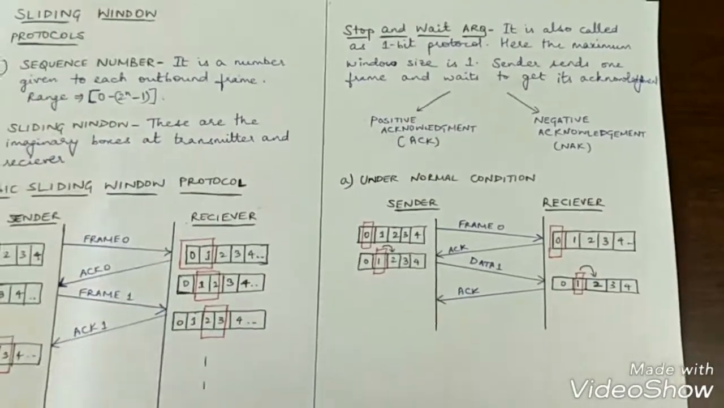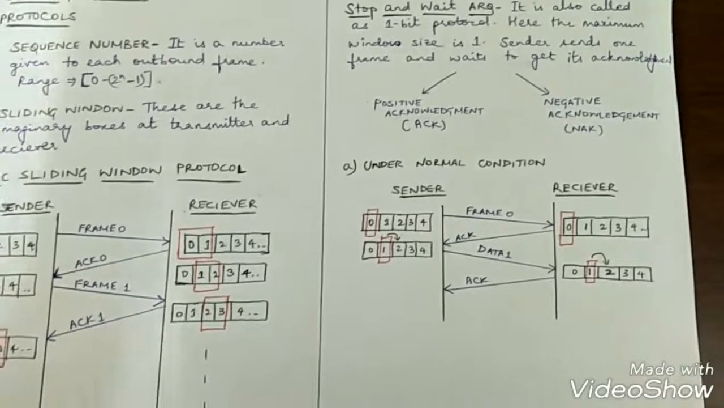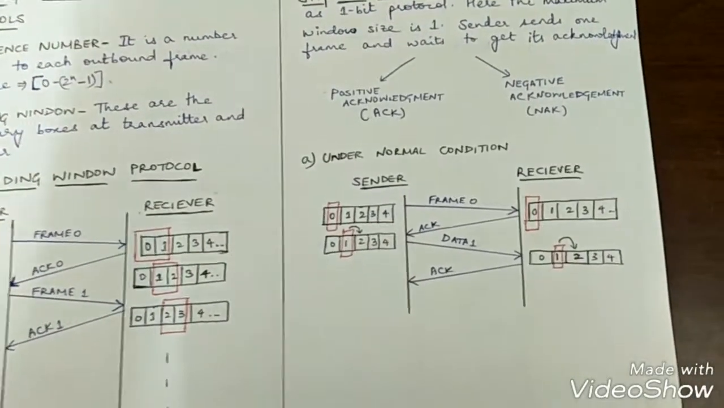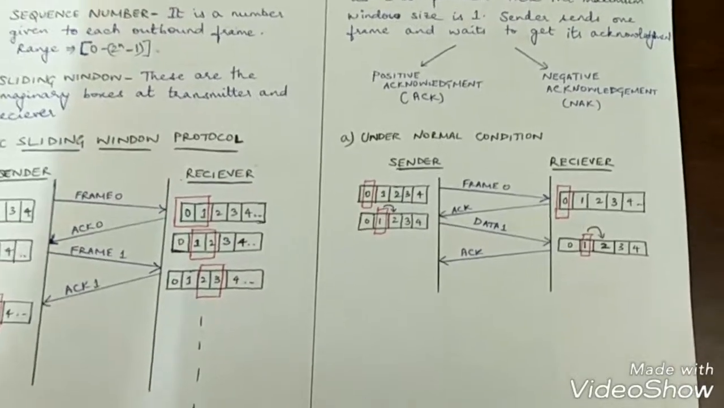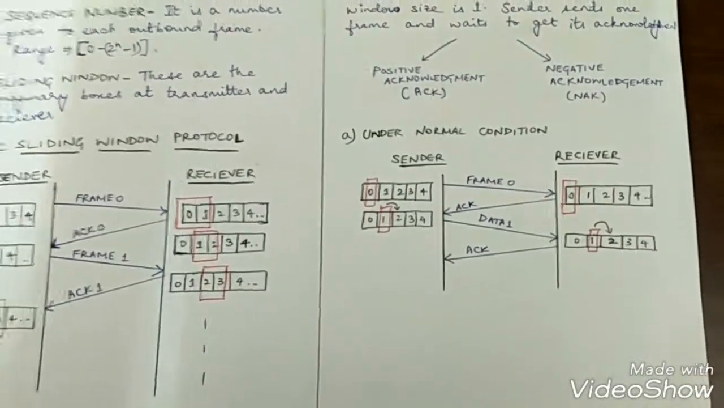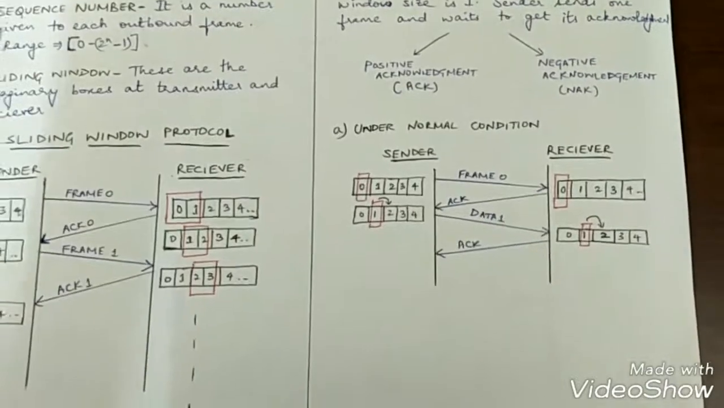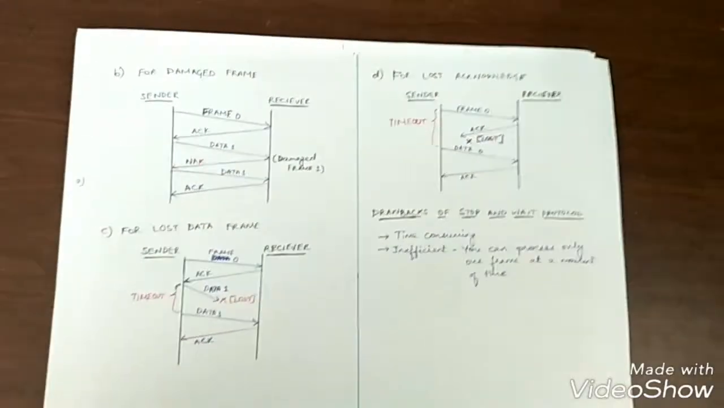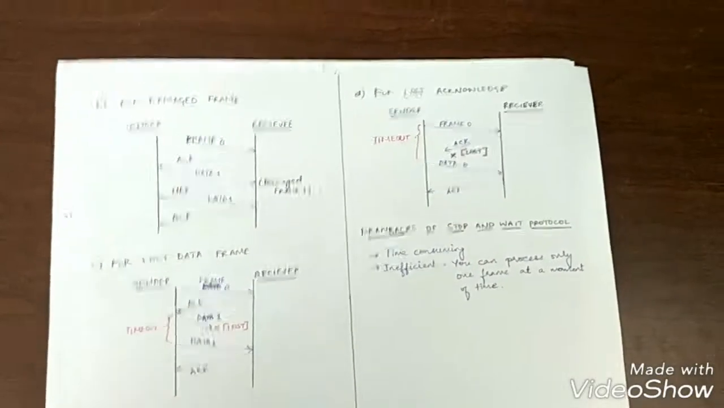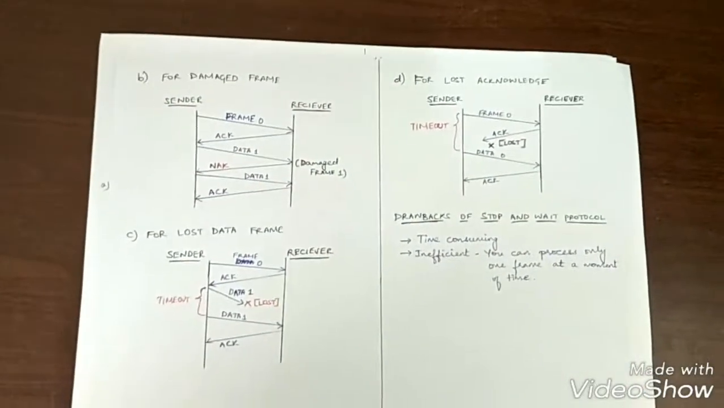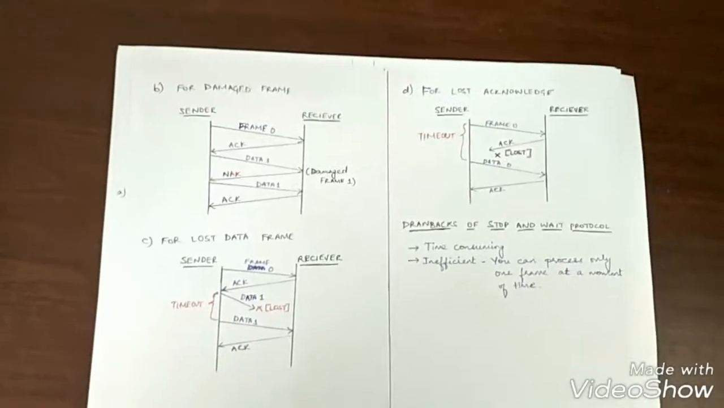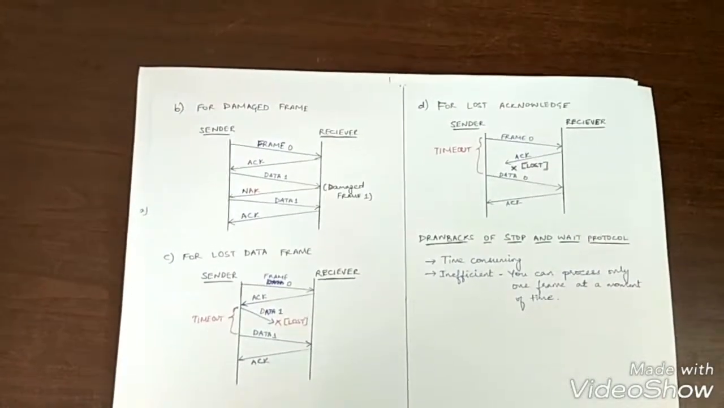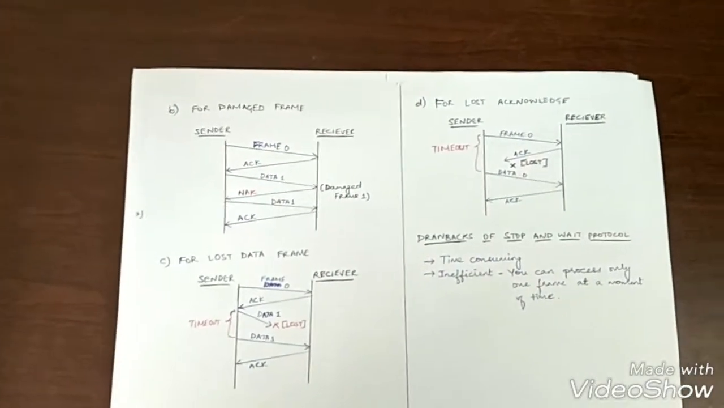Again, the frame 1 is sent and the acknowledgement is also received. So the sliding window is shifted to frame 2 on both sides. At a time, only one bit can be transmitted or one bit can be received. Now we will see for damaged frame. So there is a sender and receiver. So frame 0 is sent and received by the receiver, and it then sends the acknowledgement.